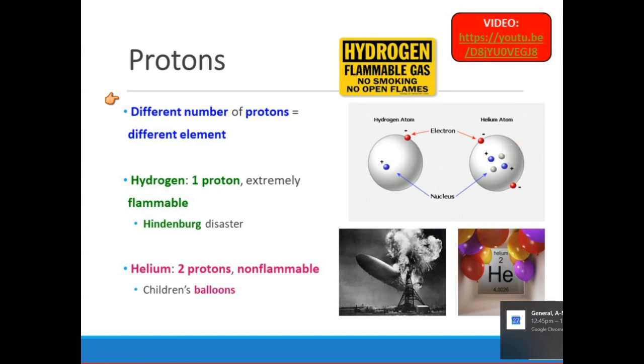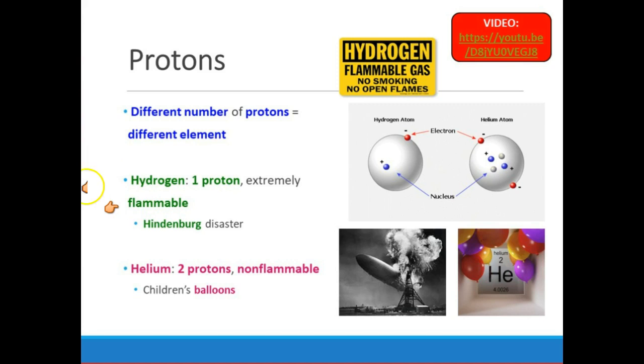Which one do you think is going to be better for children's balloons? Definitely helium, right? Because helium is non-flammable. So that single extra proton makes a crazy difference in the nature of the element. It changes it completely in how it acts, in its identity. Yeah, exactly, Kim. So 2 protons makes it non-flammable, which is why we use it in balloons.